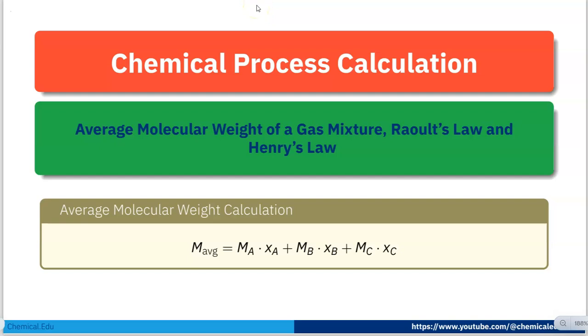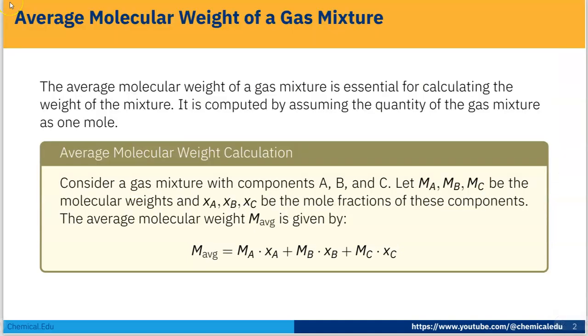Today I'll talk about average molecular weight of a gas mixture, Raoult's law and Henry's law. Average molecular weight of a gas mixture. The average molecular weight of a gas mixture is essential for calculating the weight of a mixture. It is computed by assuming the quantity of a gas mixture as 1 mole. Now, what is average molecular weight? How do you calculate that?